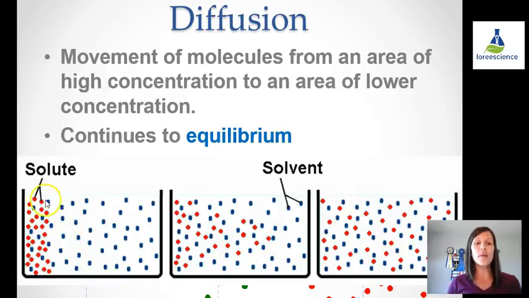For example, if we have a red solute molecule, it is trying to evenly disperse itself, or reach equilibrium, in this solvent, which is represented by the blue molecules. The solute starts with an area of high concentration on the left-hand side of the screen. As time passes, it will continue to move towards the right, an area of lower concentration. In this far right picture, we have reached equilibrium. Those molecules are still moving, but there's equal concentration throughout.